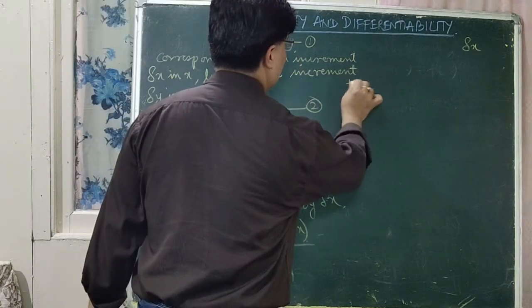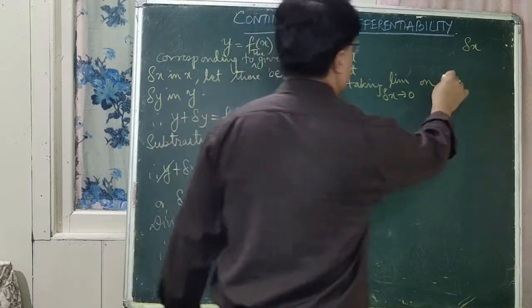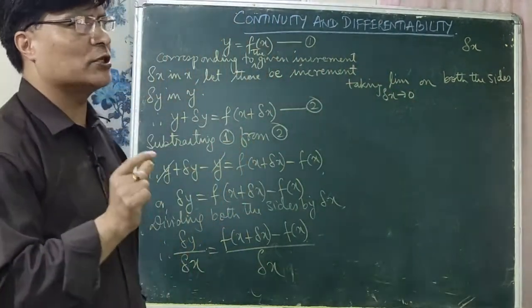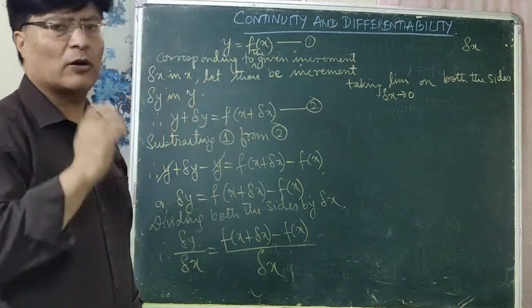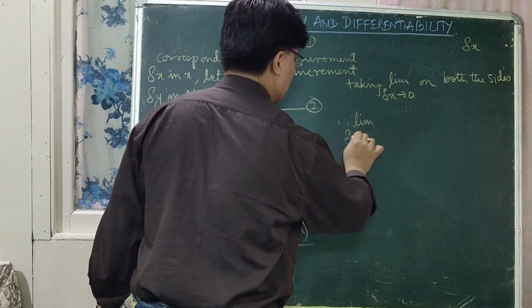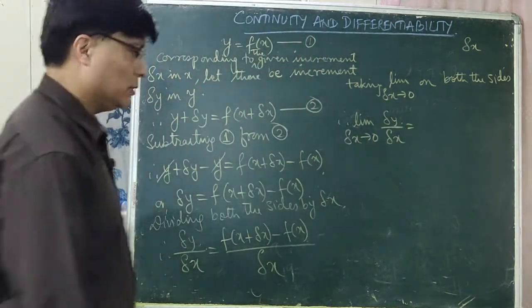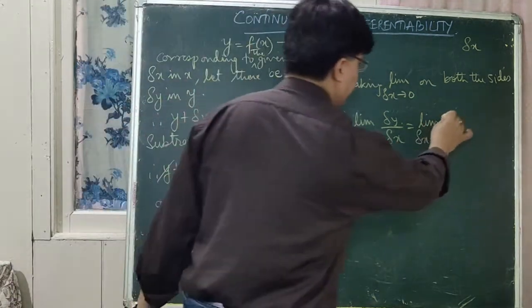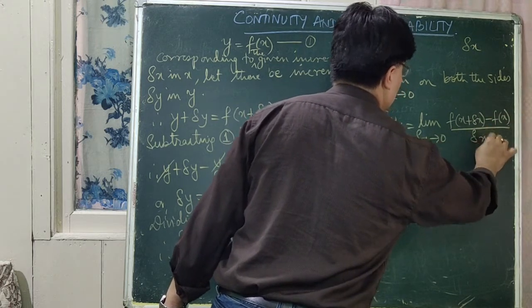Now taking limit delta x tends to 0 on both the sides, because delta x is a very very small positive or negative quantity. That is, delta x tends to zero either from the right hand side or from the left hand side. So it is a very very small quantity. Therefore limit delta x tends to zero delta y upon delta x is equal to, on the right hand side also, limit delta x tends to zero f of x plus delta x minus f of x divided by delta x.